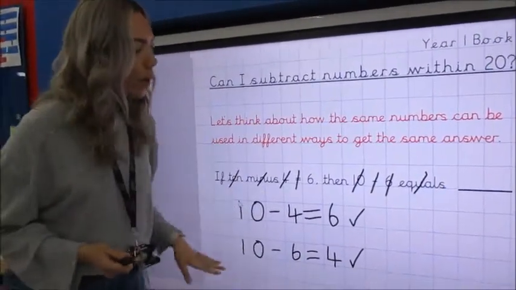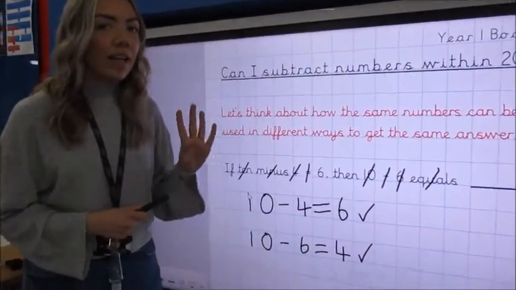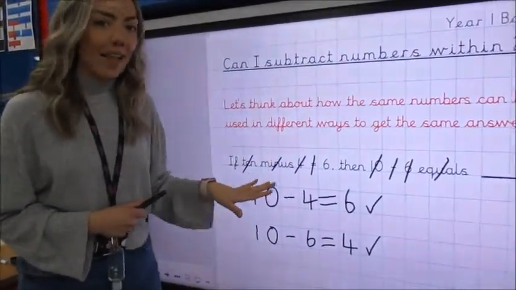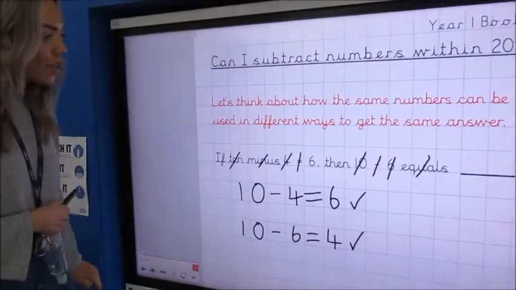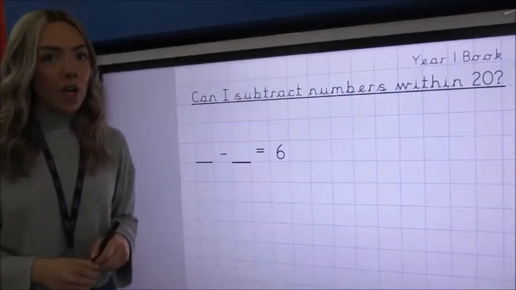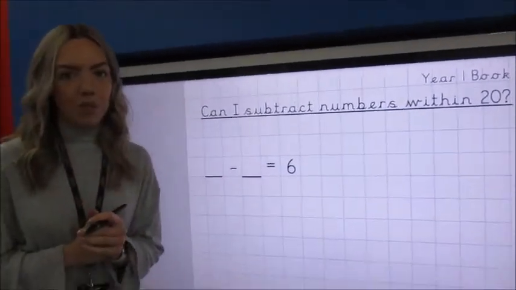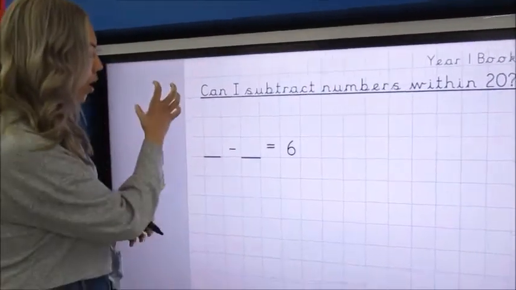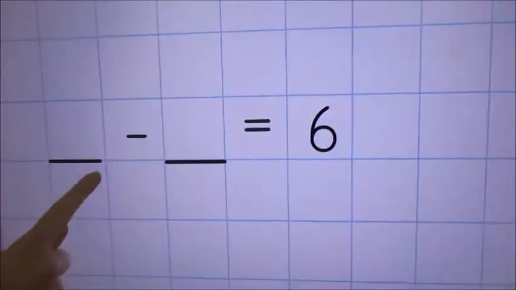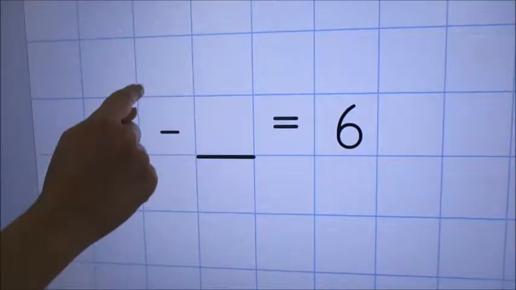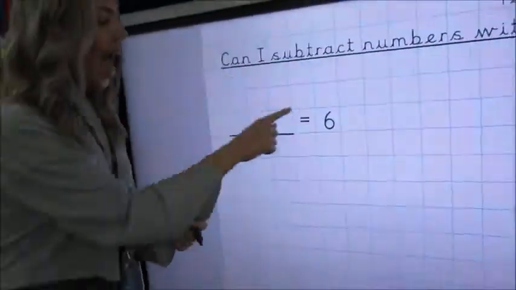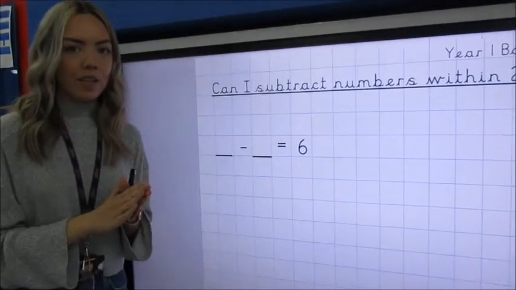So have a really good go at those in your workbook. You've got 3 questions that have got the same word problem as this, okay? And let us know how you get on. Then you've also got lots of missing numbers today. So let's have a look at an example. Here it says something, take away something else, equals 6. So our end answer is 6.